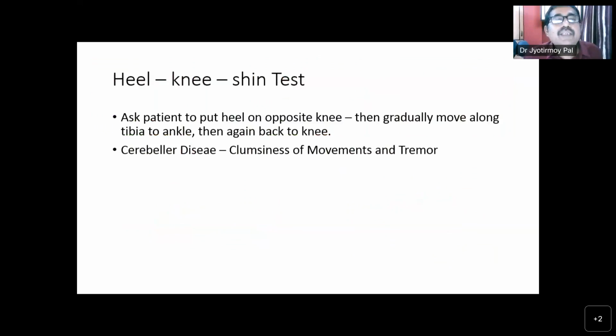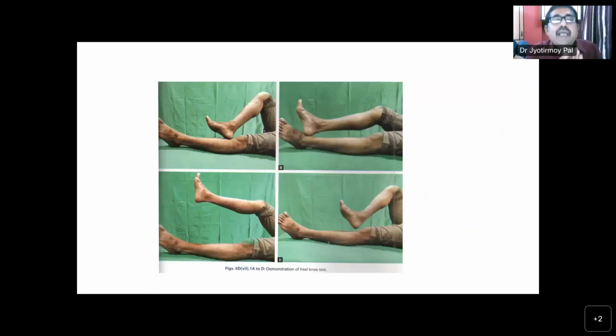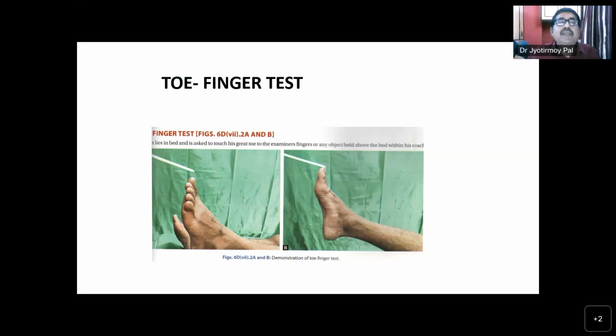Now coming to the heel shin test. This is for the accuracy of movement of the lower limb. First we put the heel like this and proceed along the shin bone. If there is cerebellar disorder, it moves in a zigzag fashion. It will not go along the shin bone. And as the foot proceeds to the ankle, this tremor will increase. So this is called the heel shin test. This is equivalent to the finger nose test of the upper limb. Next is the toe finger test, for finer accuracy.